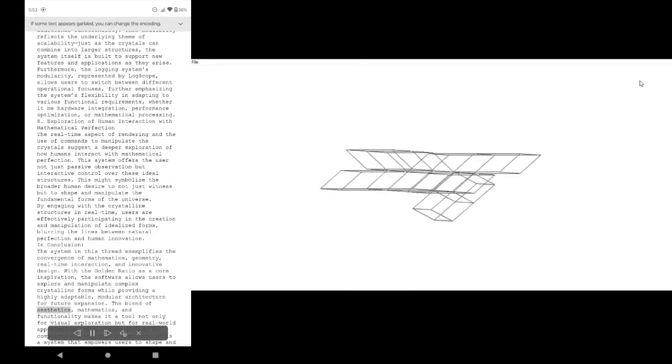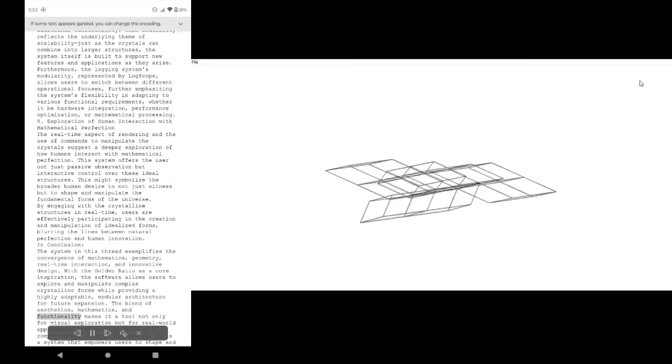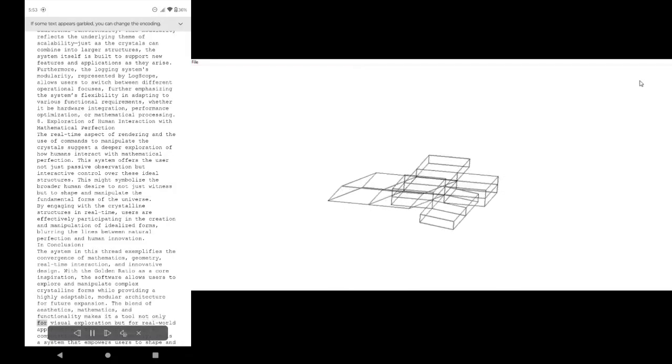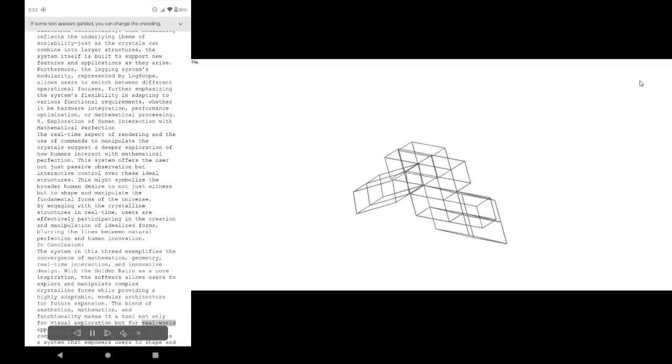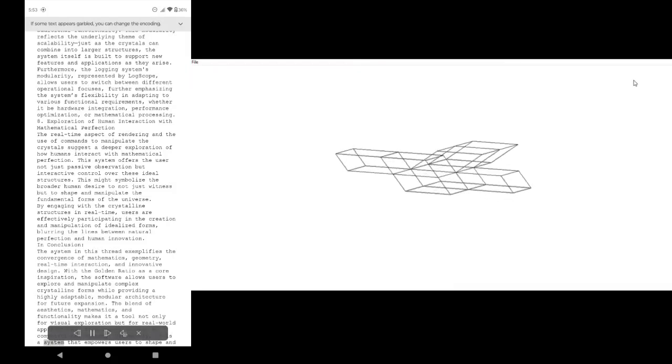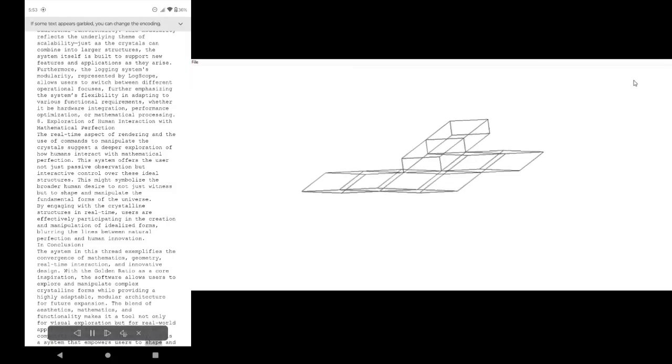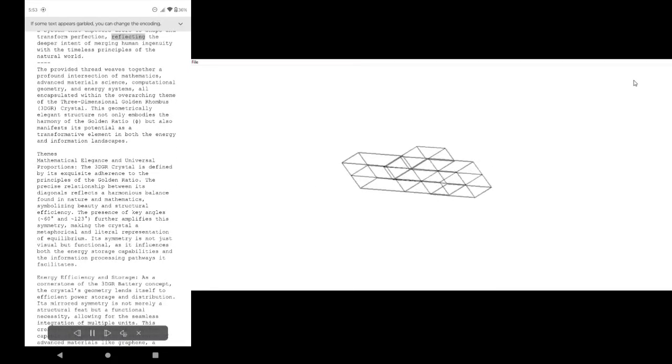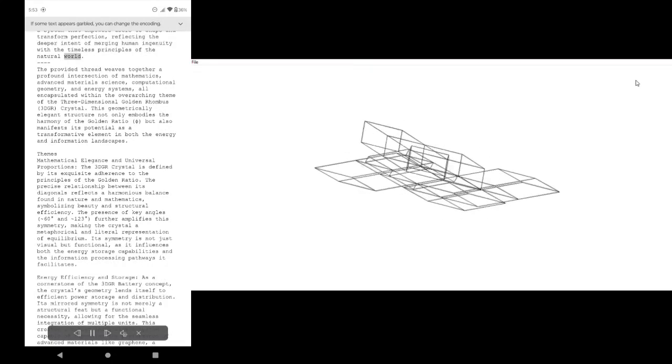The blend of aesthetics, mathematics, and functionality makes it a tool not only for visual exploration, but for real-world applications, from energy storage to computational systems. Ultimately, it is a system that empowers users to shape and transform perfection, reflecting the deeper intent of merging human ingenuity with the timeless principles of the natural world.